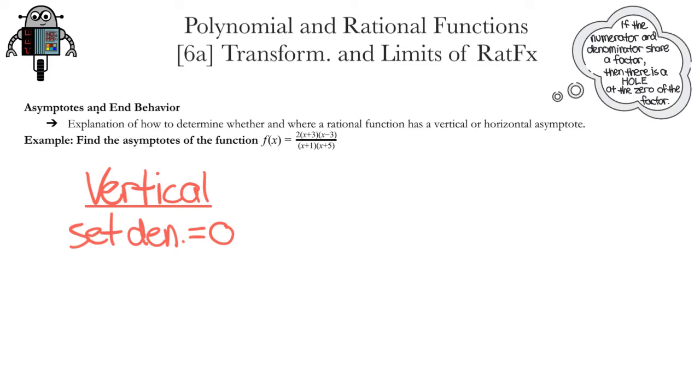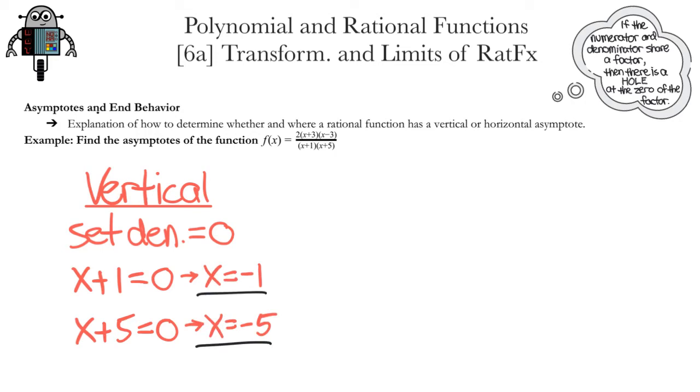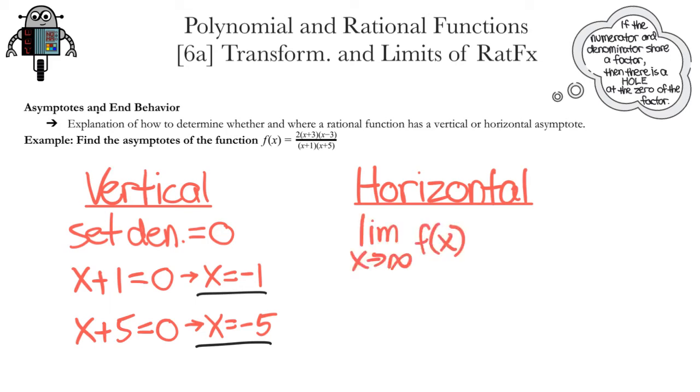Another way to find vertical asymptotes is to use limits like we did above. But that's a little too abstract for what we're doing, and we'd have to find the zeros of the denominator anyways. So let's set x plus 1 equal to 0 and x plus 5 equal to 0 and solve. The vertical asymptotes of this function are x equals negative 1 and x equals negative 5. Horizontal asymptotes are found by taking the limit as x goes to positive infinity and negative infinity. Doing that helps us understand the end behavior of the function when x is very large and when x is very small.